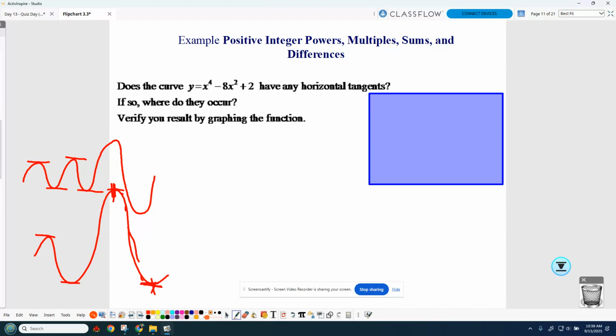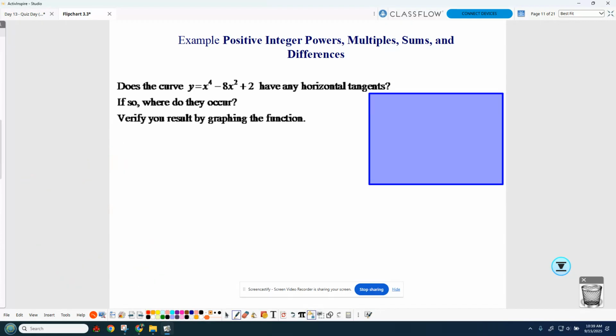Anyway, there are applications, it's coming up in chapter 4, but right here, find the horizontal tangents, the x values where the horizontal tangents of this graph would be.